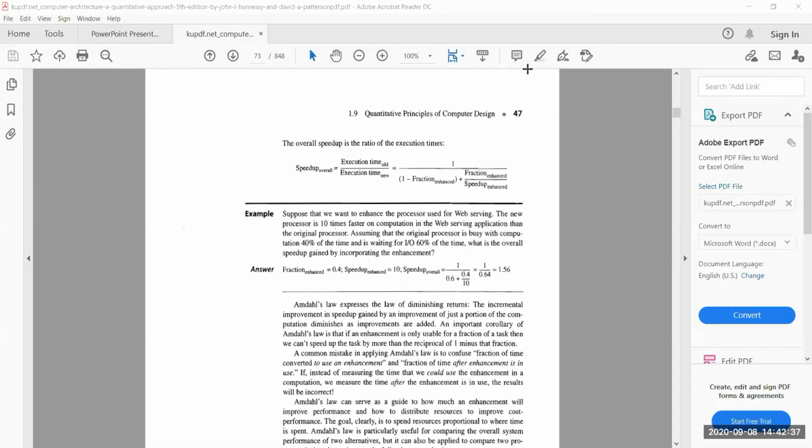I'll show you a small example that is already worked out in the textbook to get a better understanding of Amdahl's law.